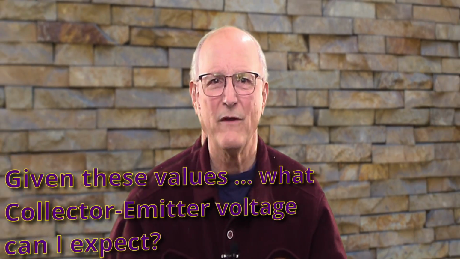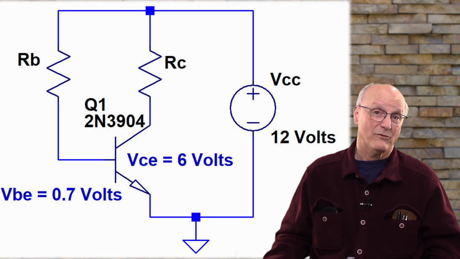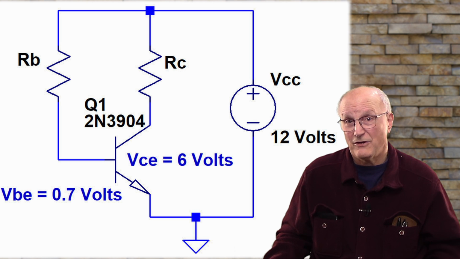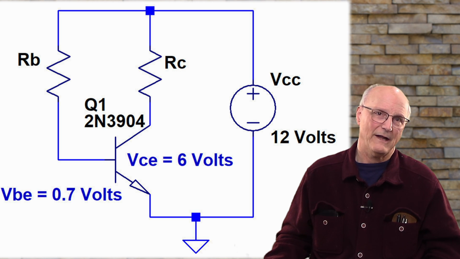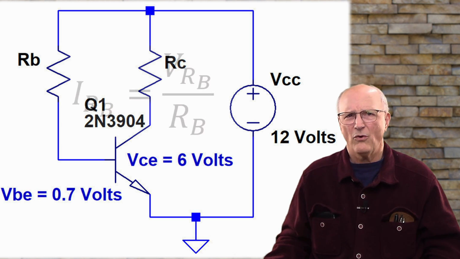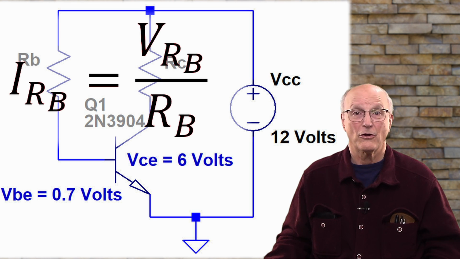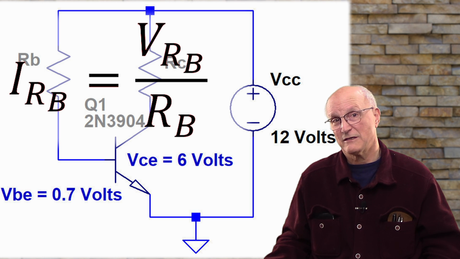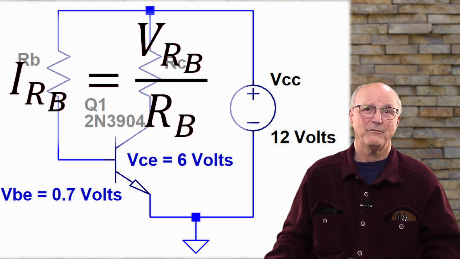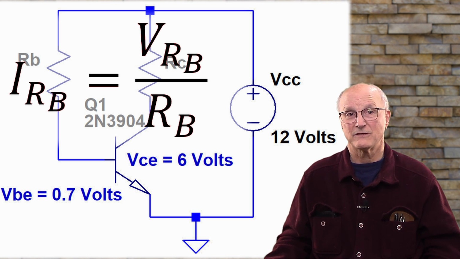Now we get to reverse engineer our circuit. Think of this as a circuit somewhere that you came across and want to know what it does. We need to start with the base because, well, we need to know the base current to find the collector current. We know Ohm's law tells us that the current through the base resistor is equal to the voltage across the base resistor divided by the value of the base resistor.